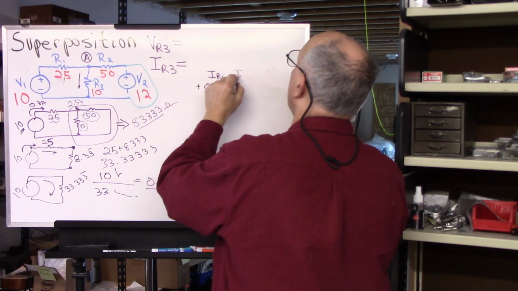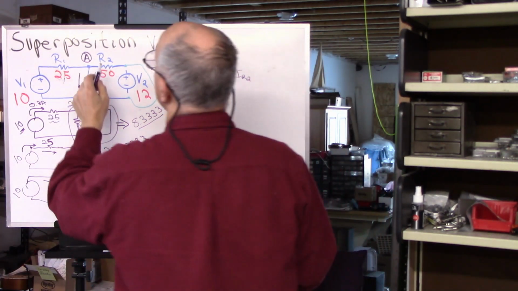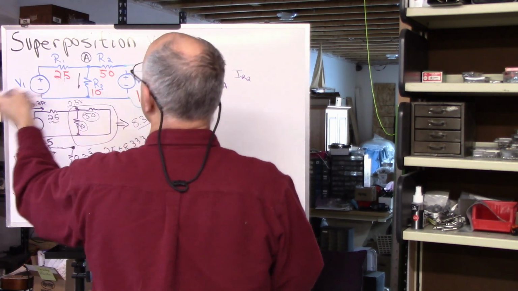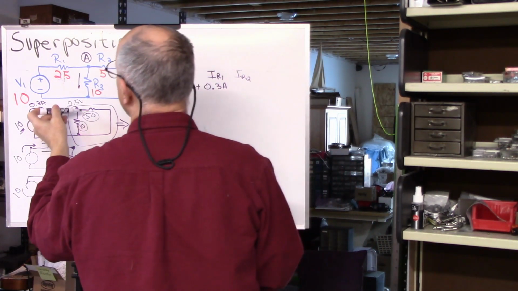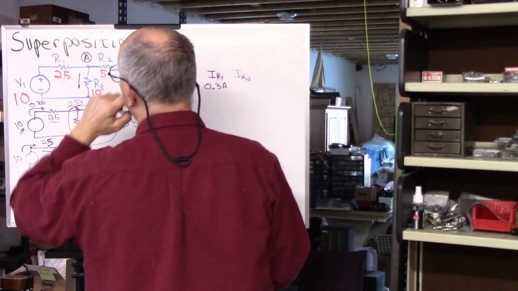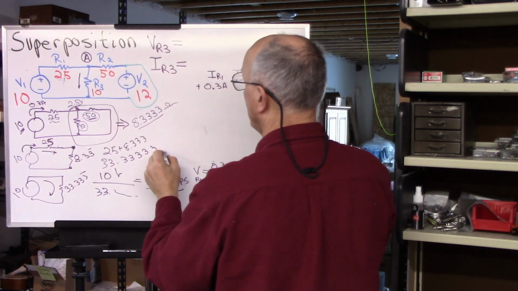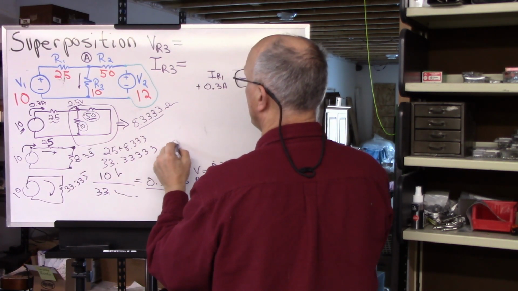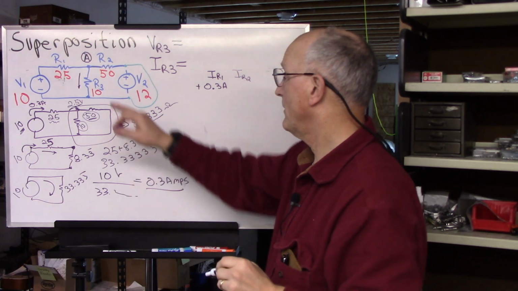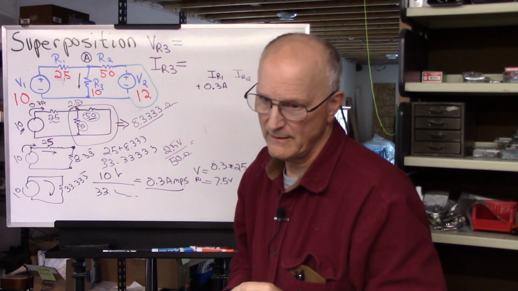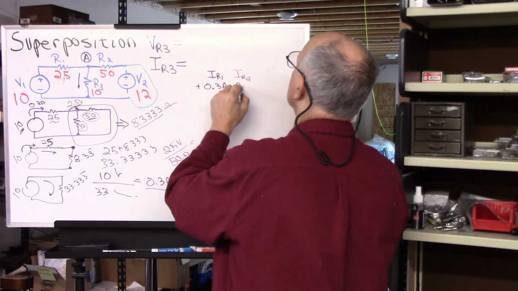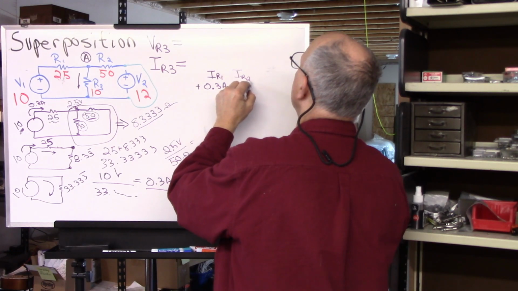So IR2 is flowing in this direction, left to right, so it's positive. It's 2.5 volts divided by 50 ohms. That gives us the current through R2, which comes out to be 0.05 amps, a plus 0.05 amps.